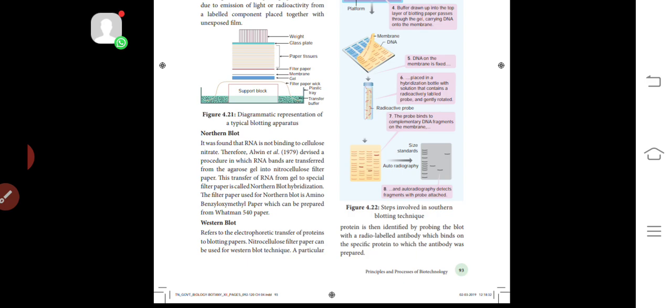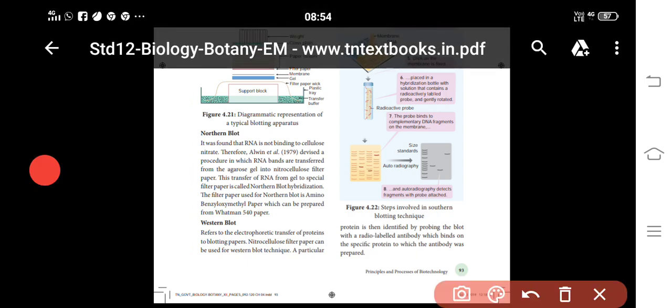Northern hybridization was developed by James Alwine at Stanford University. It is so named by analogy to Southern blotting. This technique is used to identify the base pairs of RNA.